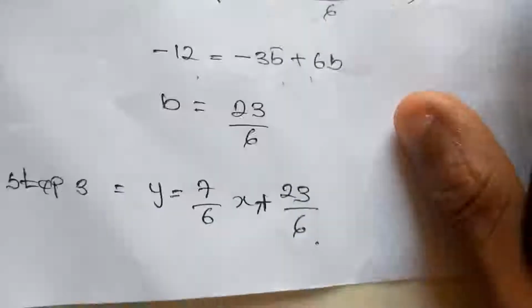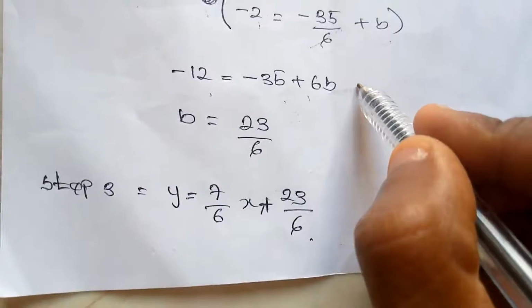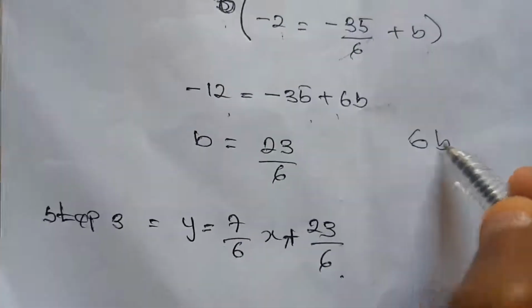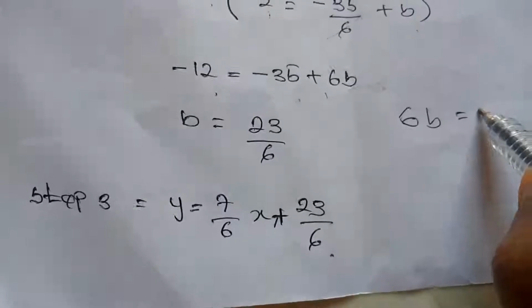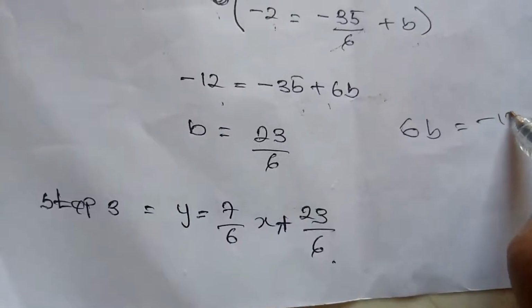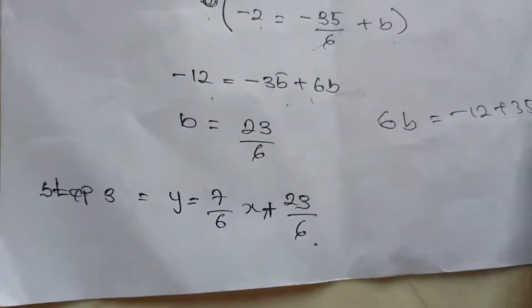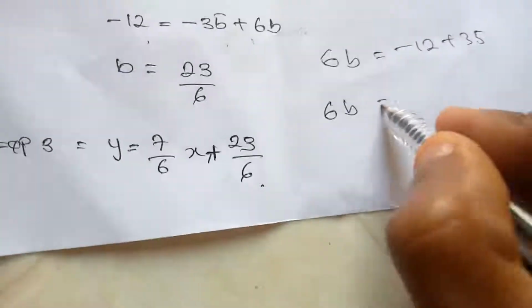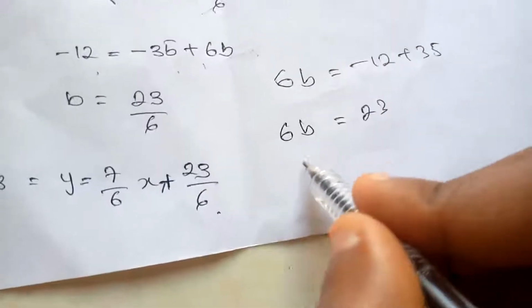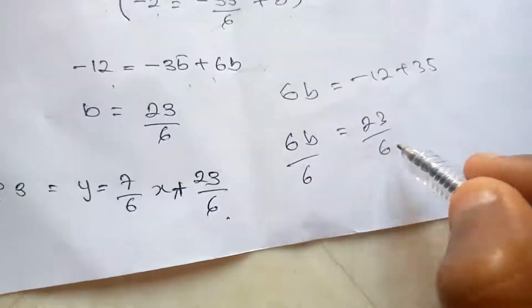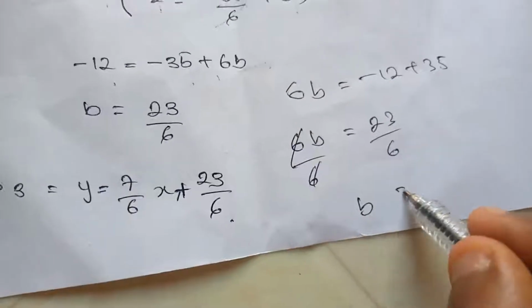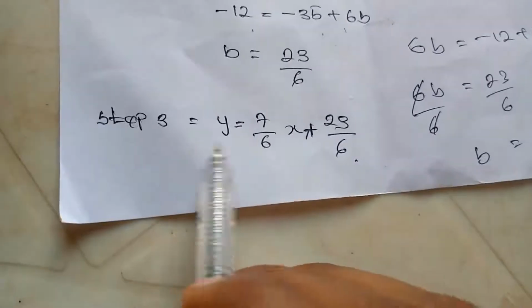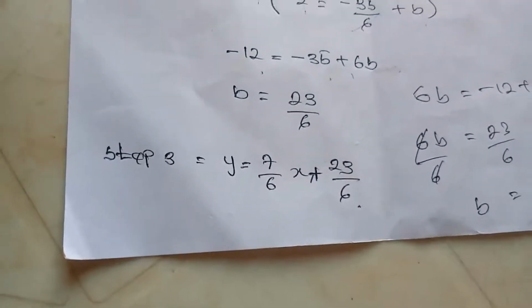To solve further, we have 6b equals minus 12 plus 35. Then our 6b equals 23. Now divide both sides by 6, to give us b equals 23 over 6.